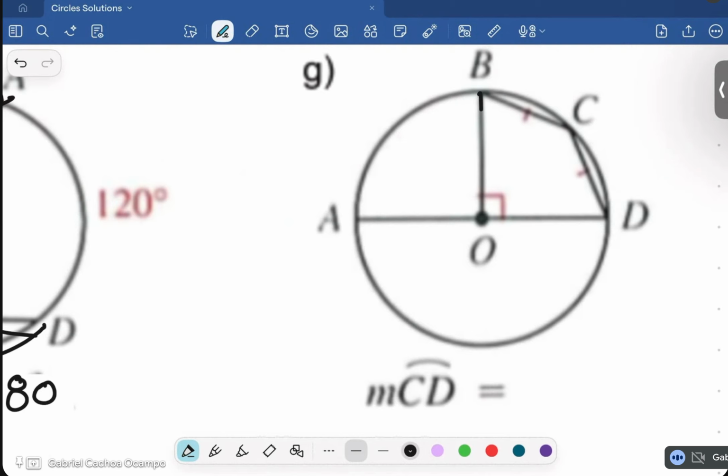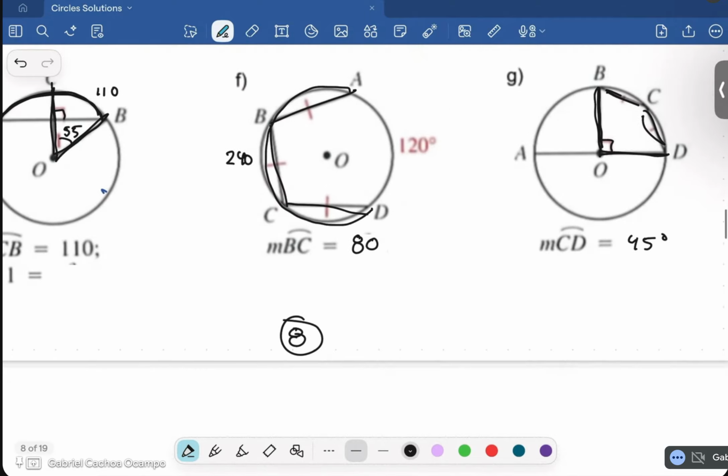Okay, so if in here I have a 90-degree angle, and I am cutting it into 2 congruent parts, this one is very easily 45.